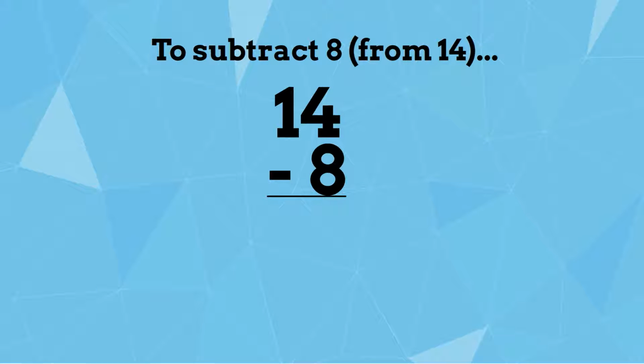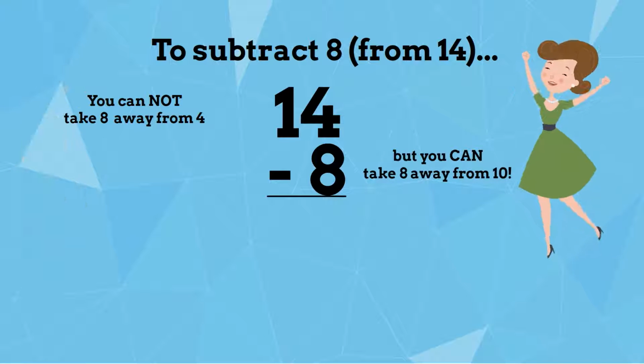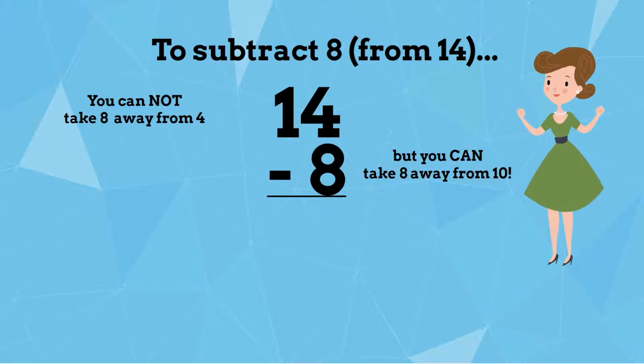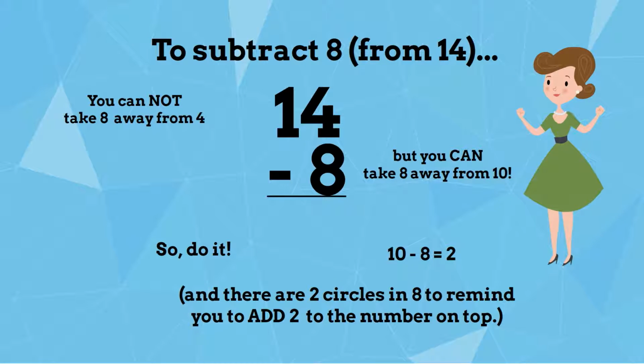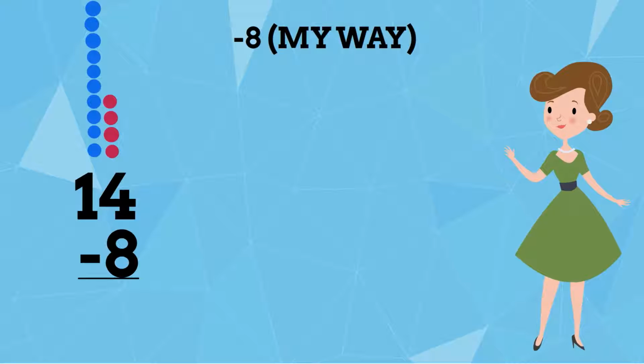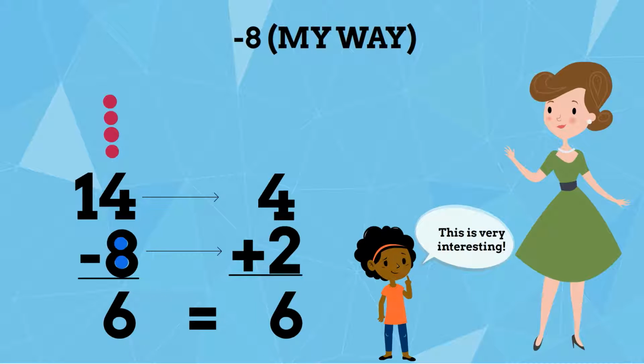To subtract 8 from 14, you cannot take 8 away from 4, but you can take 8 away from 10, so do it. 10 minus 8 is 2, and there are 2 circles in 8 to remind you to add 2 to the number on top. When you take away 8 from a 10, that leaves 2. 2 circles in 8 remind you what to do. The 2 that remained are the 2 that you add to the number on top that you already had.